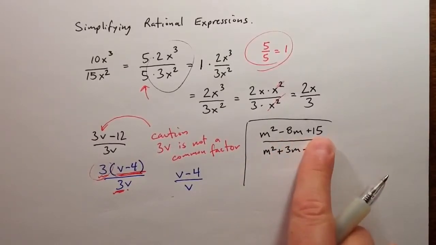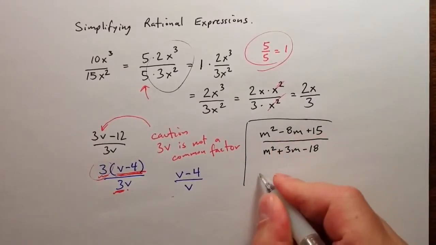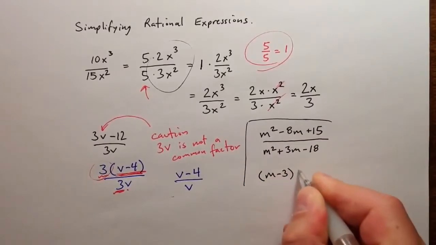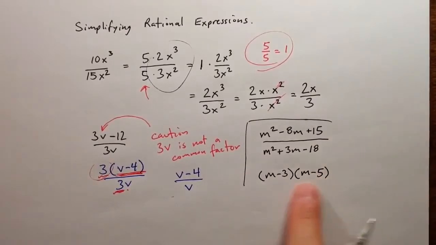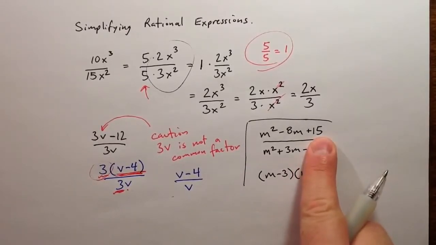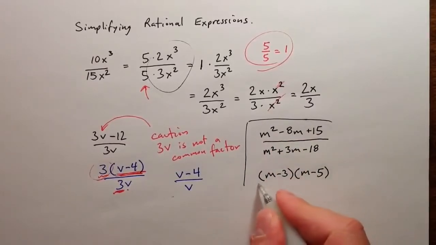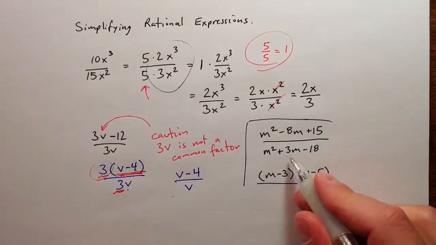If you think about two numbers that multiply to equal positive 15 and add to equal negative 8, I can factor the top as m minus 3 times m minus 5, because negative 5 and negative 3 multiply to equal positive 15 and add to equal negative 8. And in the denominator, I want a factor pair that multiplies to equal negative 18 and adds to equal positive 3.